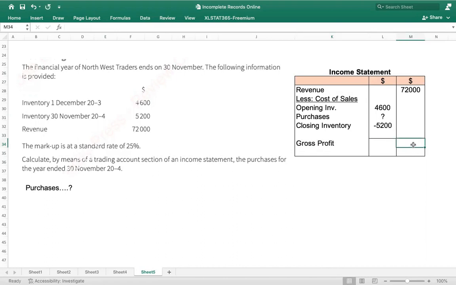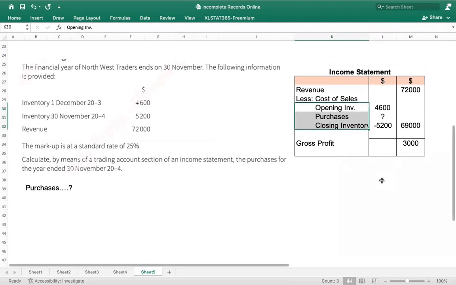Using this markup, I can easily find out gross profit. First, I will find gross profit. Then from revenue, I will subtract gross profit. Let's assume gross profit is 3,000. Then what will be the cost of sales? 72 minus 3. We are going in reverse. Usually, from revenue we subtract cost of sales to get gross profit. But this time, we first find gross profit, and from revenue subtract gross profit to find cost of sales.